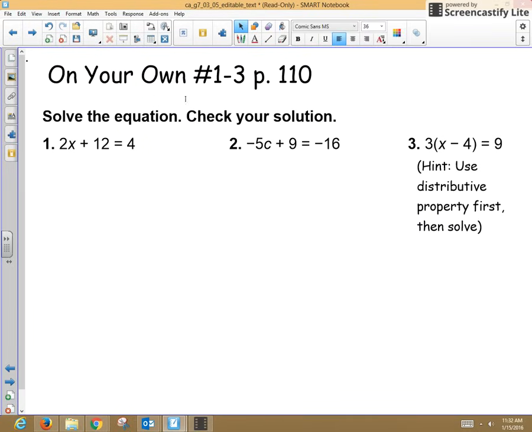Now I'd like you to try on your own numbers 1 through 3. And for number 3, I've given you a hint. You need to use distributive property first and then continue to solve it by undoing order of operations.